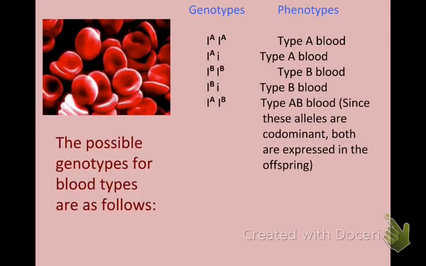If you have AB, you have AB blood. Since these alleles are codominant, you have both. And if you have OO, you are O. So both your parents have to be O blood type for you to be O.